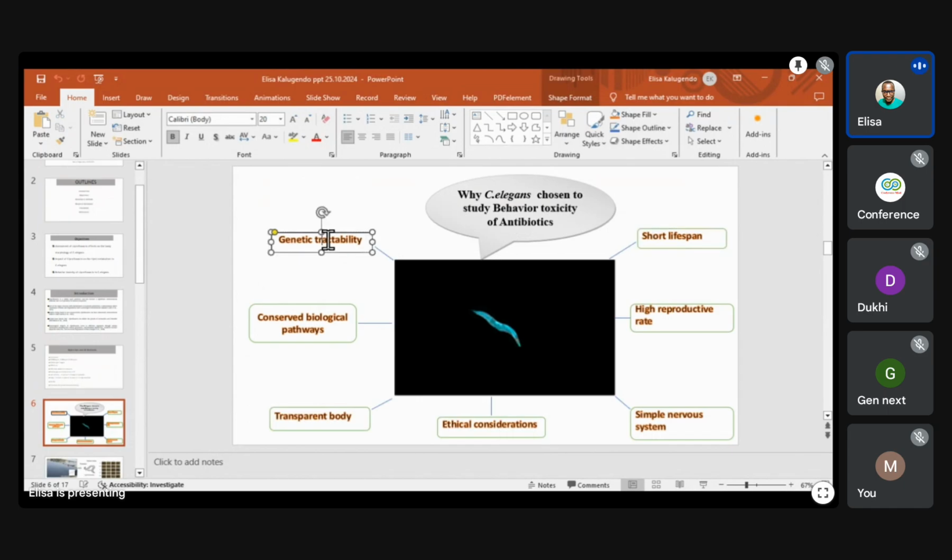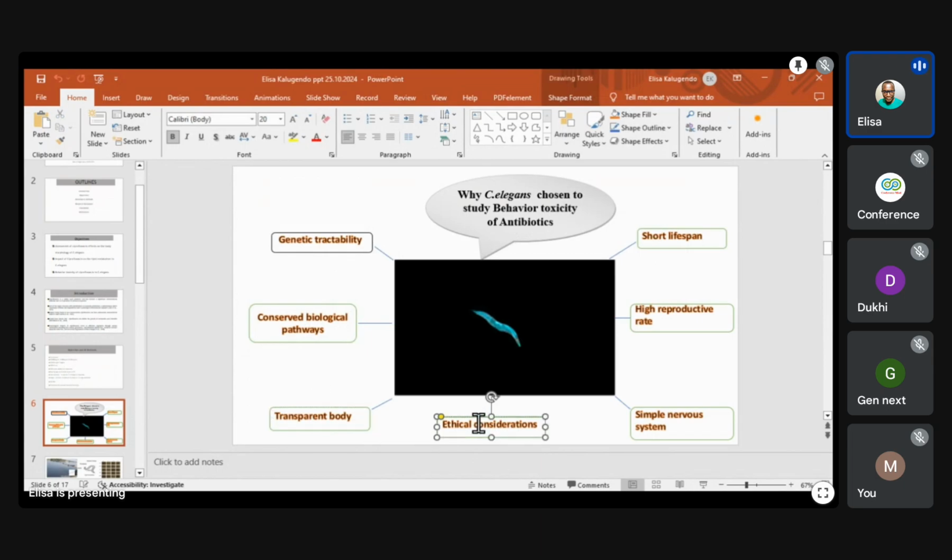It has genetic stability. We say it has a stable genomic organization. It has conserved biological pathways. It has a transparent body. Even for other studies like pharyngeal pumping, you can easily observe its internal organ orientation, like pharyngeal pumping and some other activities which are going on within the body, just by observing it through the microscope, which is an advantage.